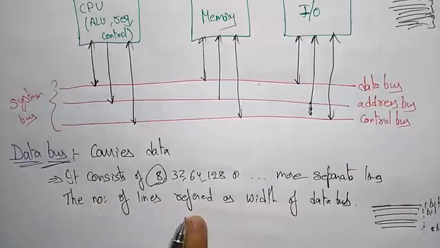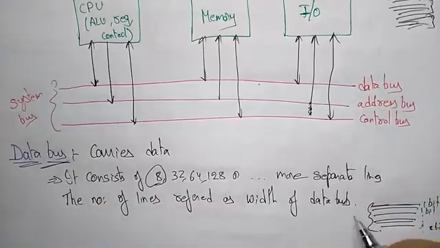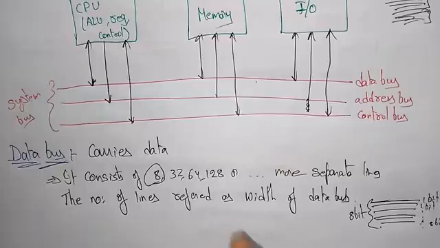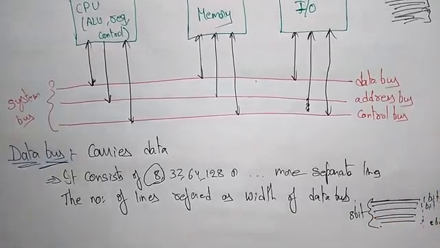Okay. So the number of lines is referred to as the width of a data bus. The width of the data bus here is 8-bit, meaning 1 byte. Sorry, 2 bytes. So 1 byte is equal to 4 bits. So 2 bytes. Okay. So this is about the data bus. Now let us see what is the address bus.